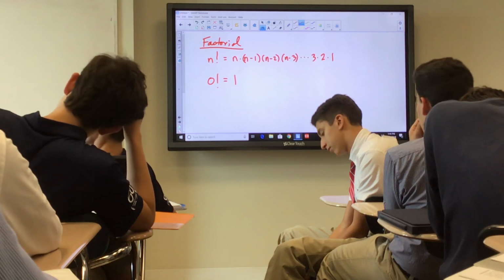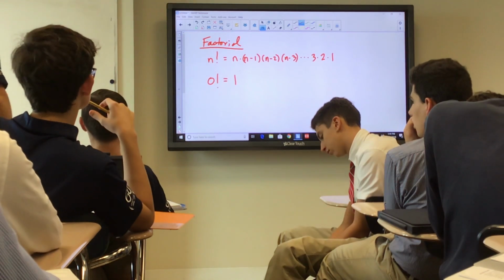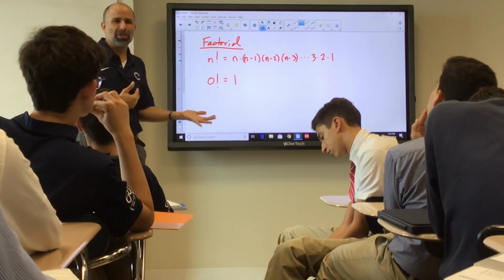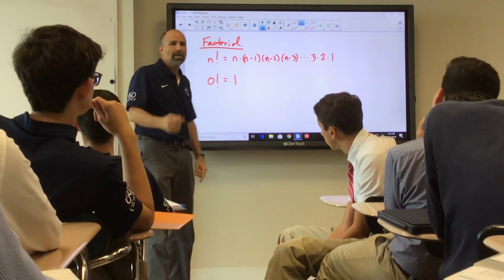Couldn't you just ignore 1 then when you're doing it? Well, when you multiply, yeah, but technically it's part of the definition. Because 1 factorial would be 1 way.